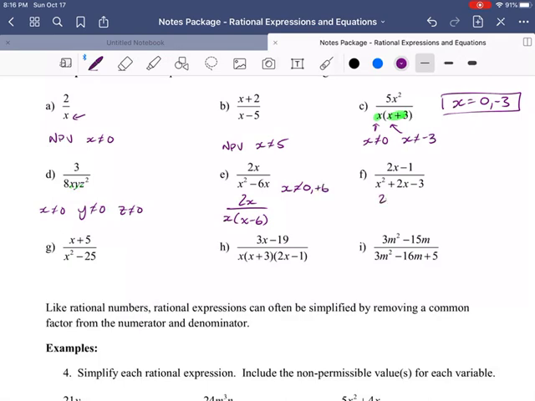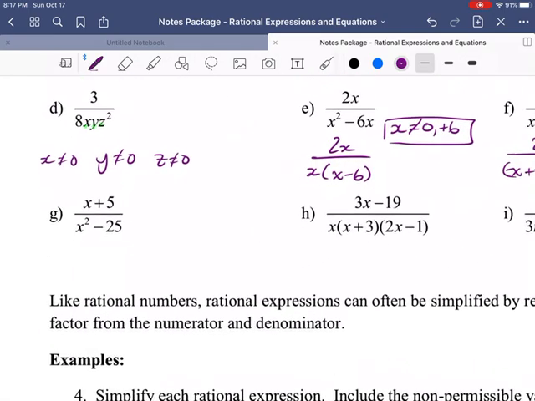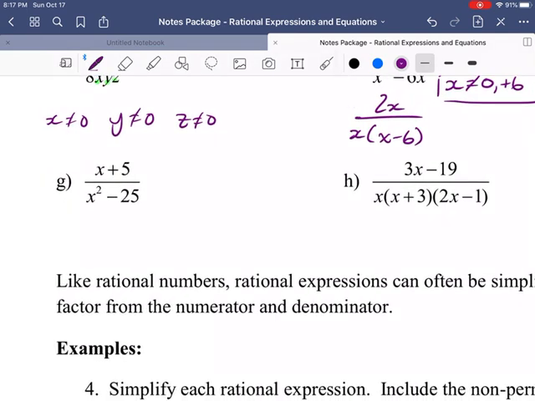In this next example, we can also factor the denominator. And the denominator will be positive 3 and negative 1, which means x cannot equal negative 3 or positive 1. Here's another example. The denominator looks like a difference of squares. So if you factor the denominator, you'll get positive 5 and negative 5. That means x cannot equal plus or minus 5.